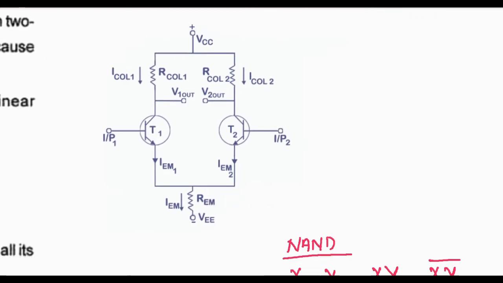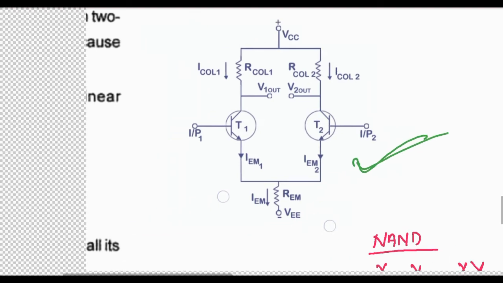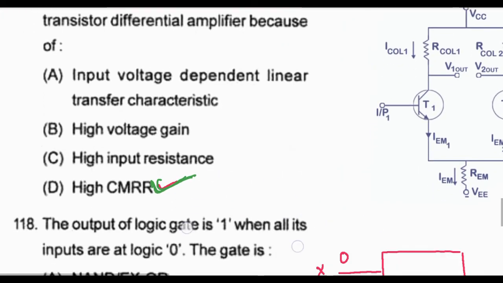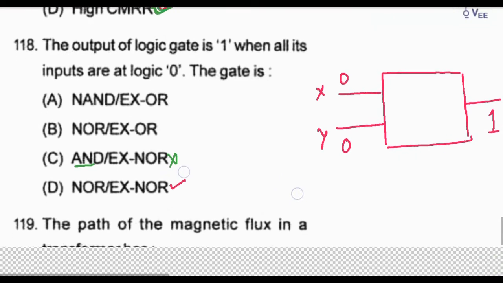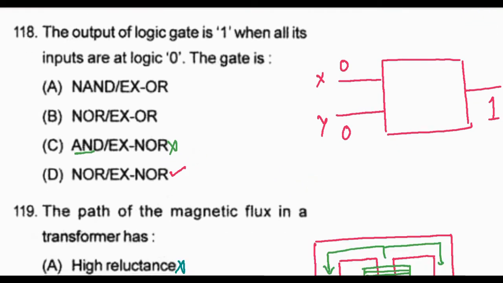This is the circuit, a 2 transistor differential circuit. Next question is question number 118.